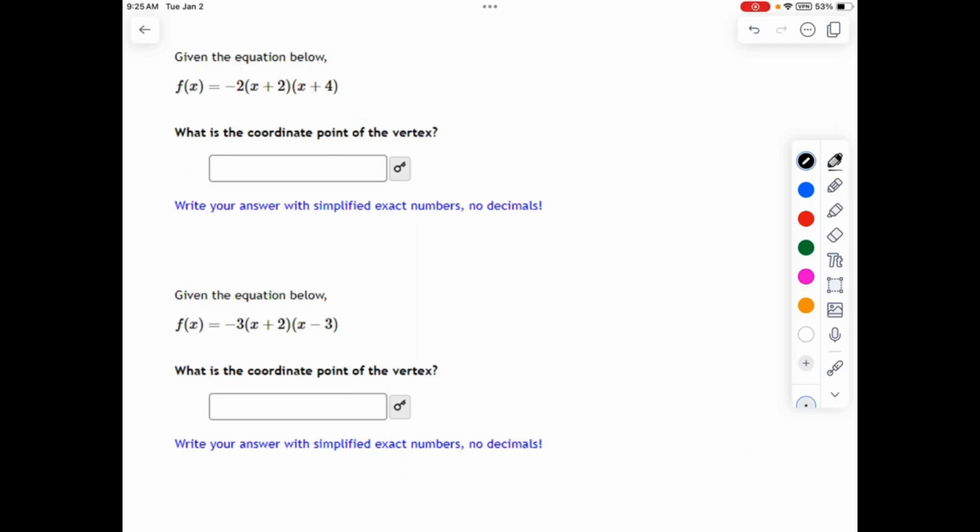Hello and welcome. So given the equations below, find the coordinate point of the vertex. Now remember, vertex is that maximum or minimum of your quadratic. Alright, so vertex is going to be like that minimum or maximum depending on which way you are facing quadratic wise. Okay, so when you're looking at this, you say, okay, well, how do I find that point?